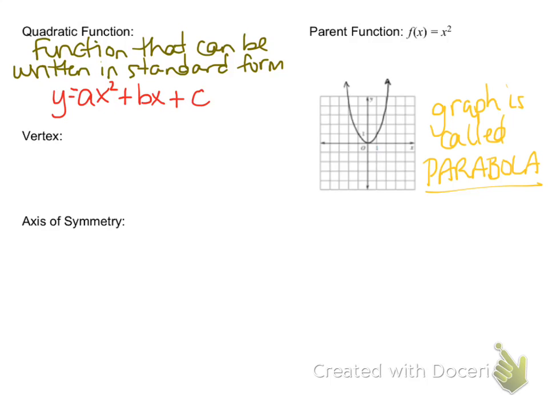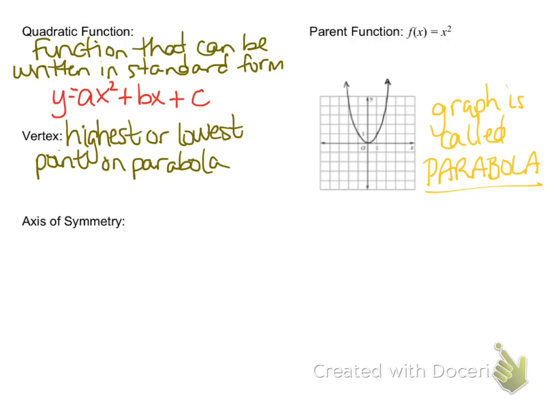And in this chapter we're going to be dealing with only parabolas that open up and down. In the second half of this class we'll be dealing with parabolas that open side to side. And the vertex is going to be the highest or lowest point on the parabola. So again, if it opens up, it's obviously going to have a lowest point. And if it opens down, it's going to obviously have a highest point.